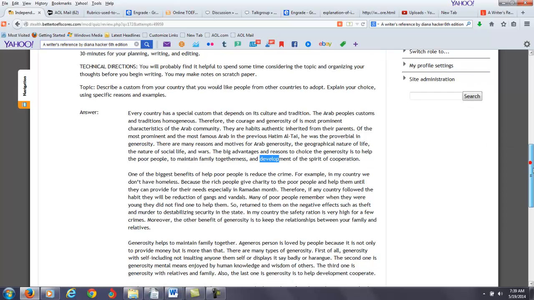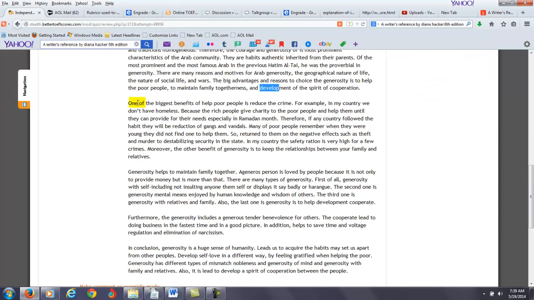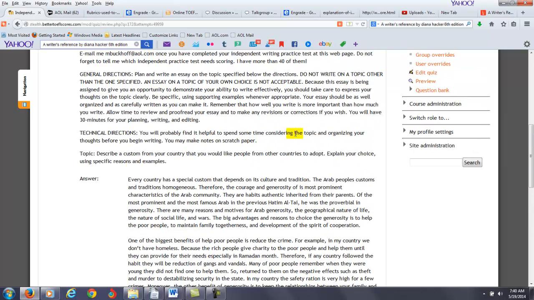Now, what we want to do now is to check the first line of each of your paragraphs. So the first one says one of the biggest benefits of helping poor people is to reduce the crime. But really, you want to connect this back to the purpose. You have to say something like this: if other countries adopt generosity, they will be able to help poor people by reducing crime. And that way you're connecting the topic sentence more directly back to the purpose, which is why you want other people to adopt this custom.